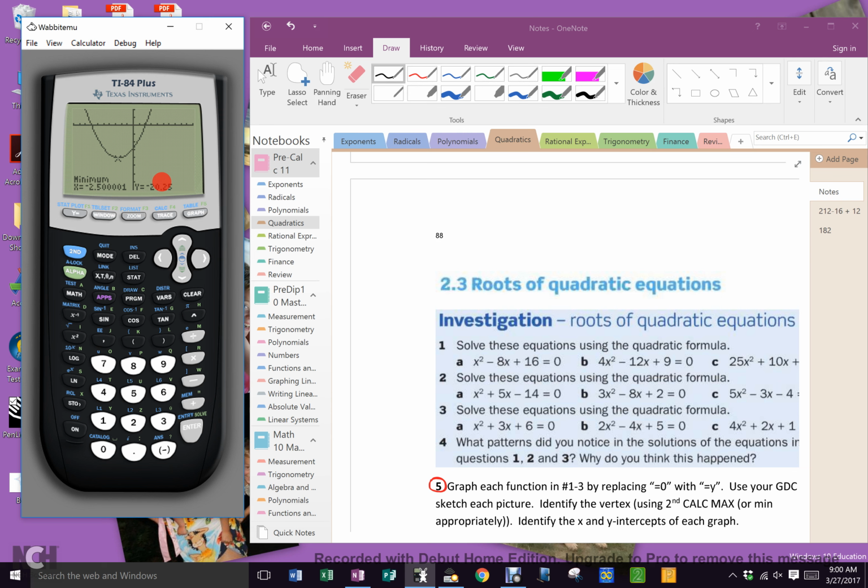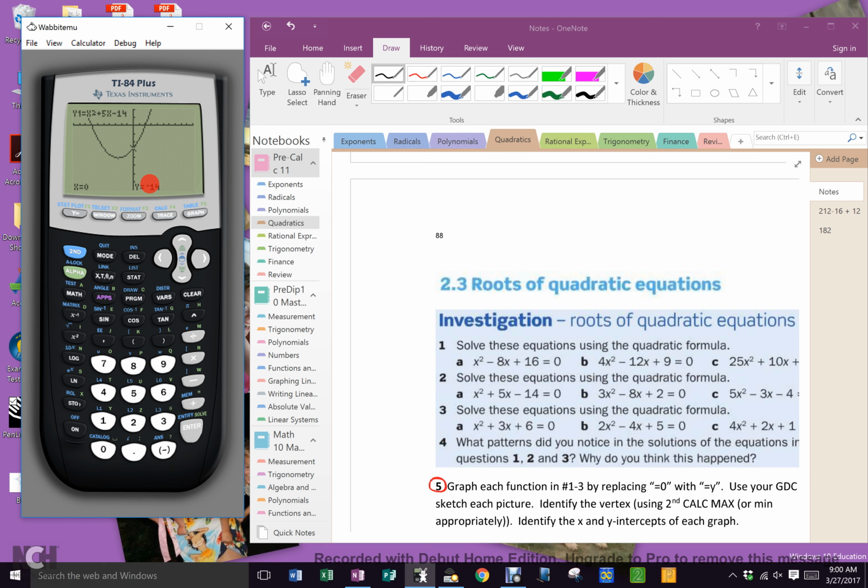Okay. We already know the roots are going to be negative 7 and 2. We already know that, so we're not even going to check it. And we already know our y-intercept is going to be what? Negative 14. Second, calc, value when x is 0. Negative 14. Everybody cool? Everybody cool?